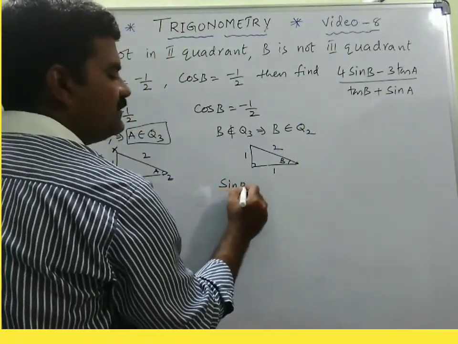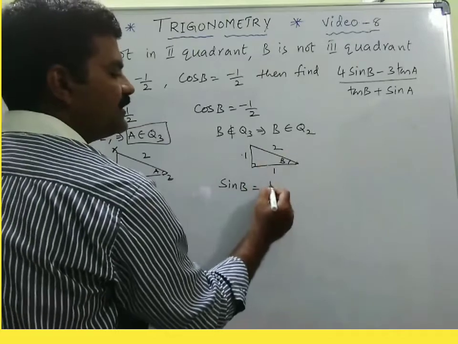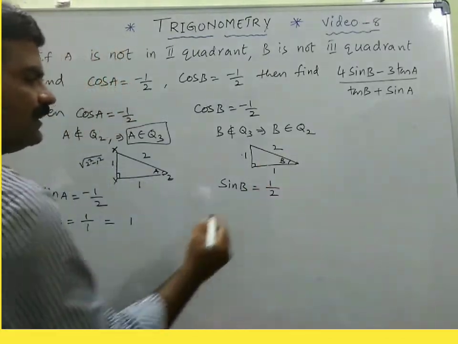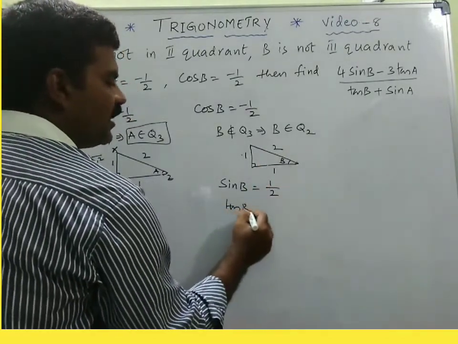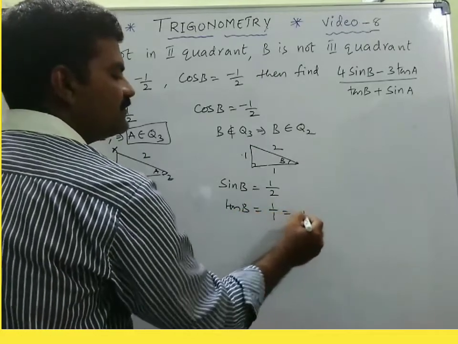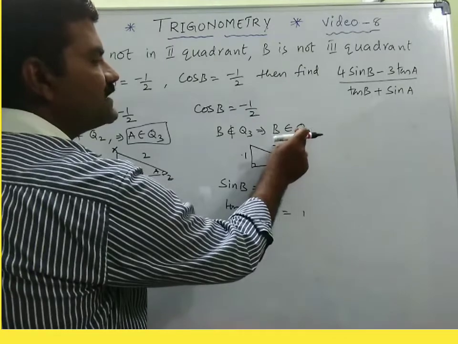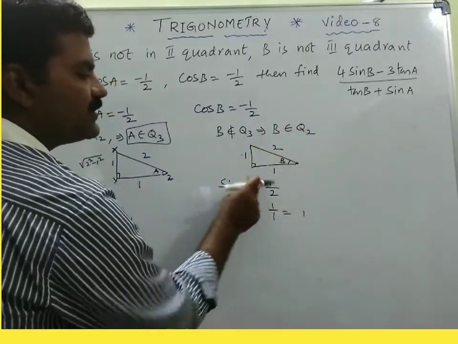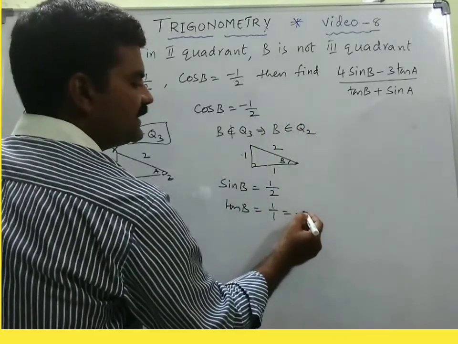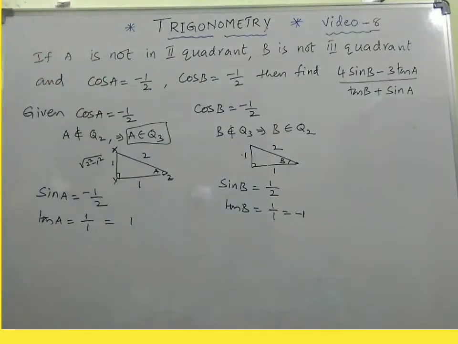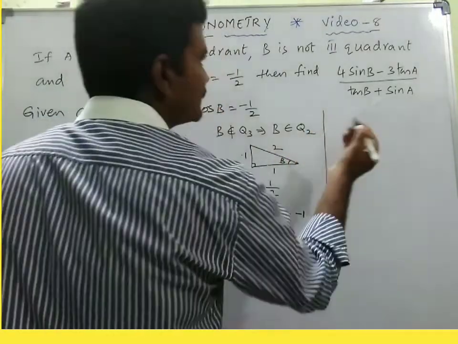Even coming to angle B, I want again tan B and sin B. So what is sin B? Opposite by hypotenuse, which is 1 by 2, and tan B is opposite by adjacent, which is 1 by 1, which is 1. Now B belongs to the second quadrant. In the second quadrant sin is positive but tan is negative. Tan is negative.